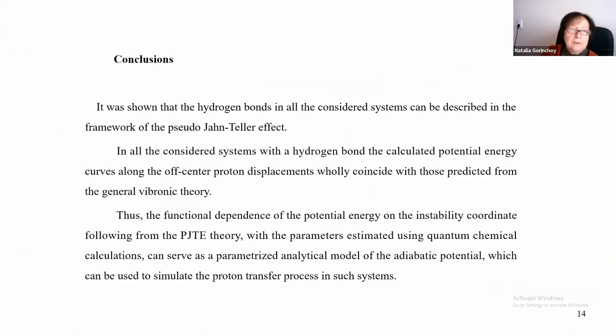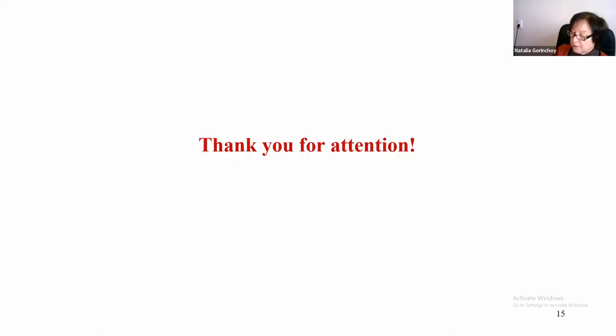As a conclusion, I'd like to say that it was shown that the hydrogen bonds in all the considered systems can be described in the framework of the pseudo-Jahn-Teller effect. In all the considered systems with the hydrogen bonds, the calculated potential energy curves, shown by points in the figures, along the off-center proton displacement wholly coincide with those predicted from the general vibronic theory. Thus, the functional dependence of the potential energy on the instability coordinate following from the pseudo-Jahn-Teller effect theory, with the parameters estimated using quantum chemical calculations, can serve as a parametrized analytical model of the adiabatic potential, which can be used to simulate the proton transfer process in such systems. Thank you very much for your attention.